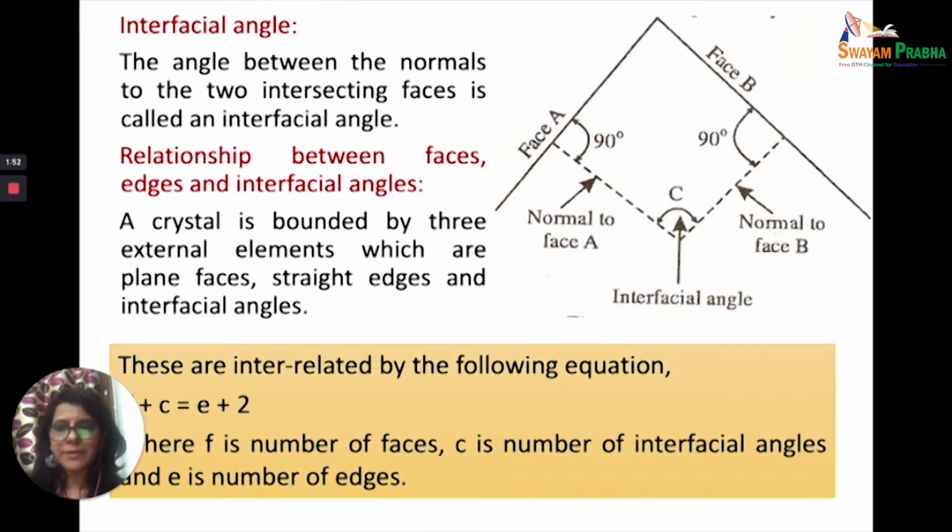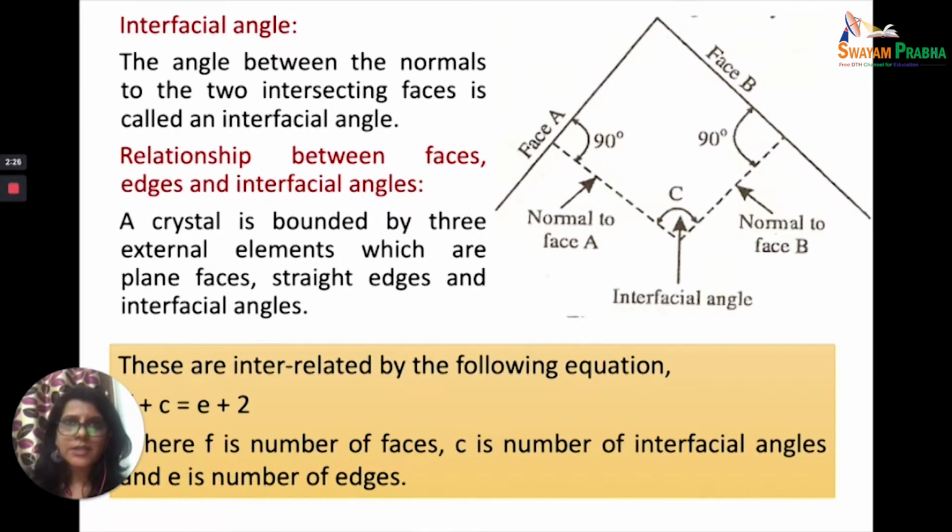And you must remember that a crystal is bounded by three external elements: plane faces, straight edges, and interfacial angles. And they are related to each other by the equation F plus C is equal to E plus 2, where F is the number of faces, C is the number of interfacial angles, and E is the number of edges. So this angle is called an interfacial angle. So interfacial angle is the angle between the perpendiculars or the normals of the two intersecting faces.